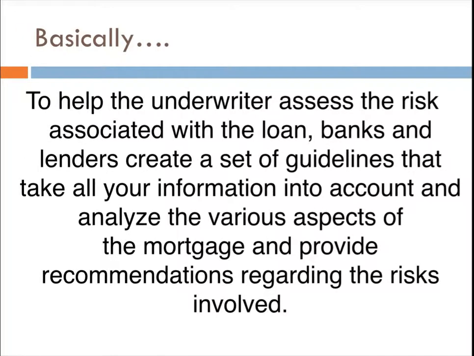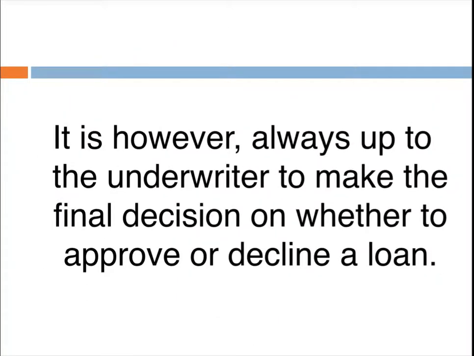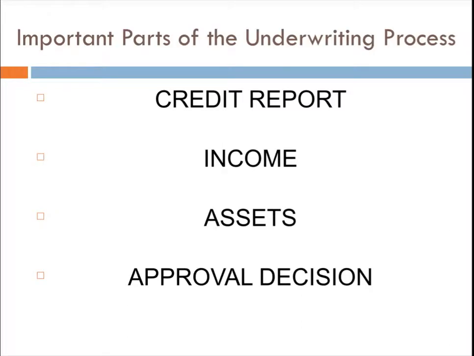Basically, to help the underwriter assess the risk associated with the loan, banks and lenders create a set of guidelines that take all your information into account and analyze the various aspects of the mortgage and provide recommendations regarding the risks involved. It is, however, always up to the underwriter to make the final decision on whether to approve or decline a loan. Important parts of the underwriting process include your credit report, your income, your assets, and the final approval decision.